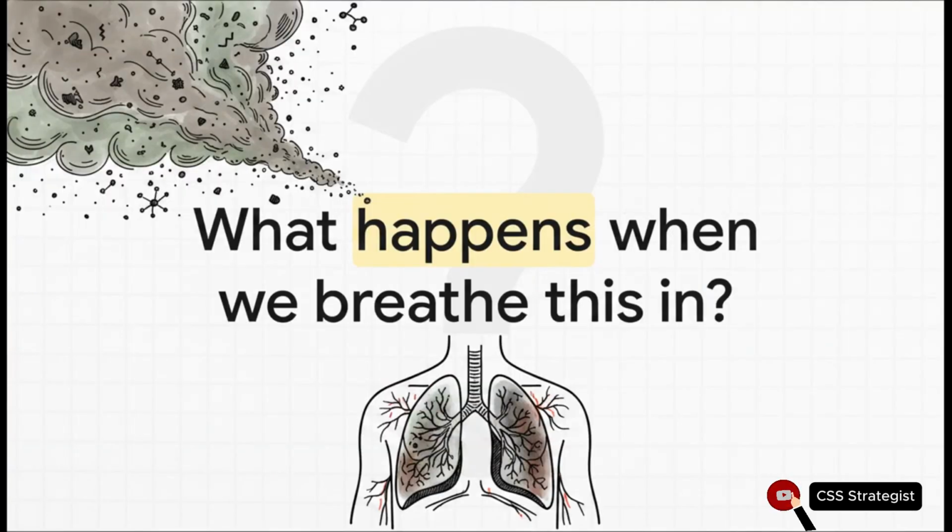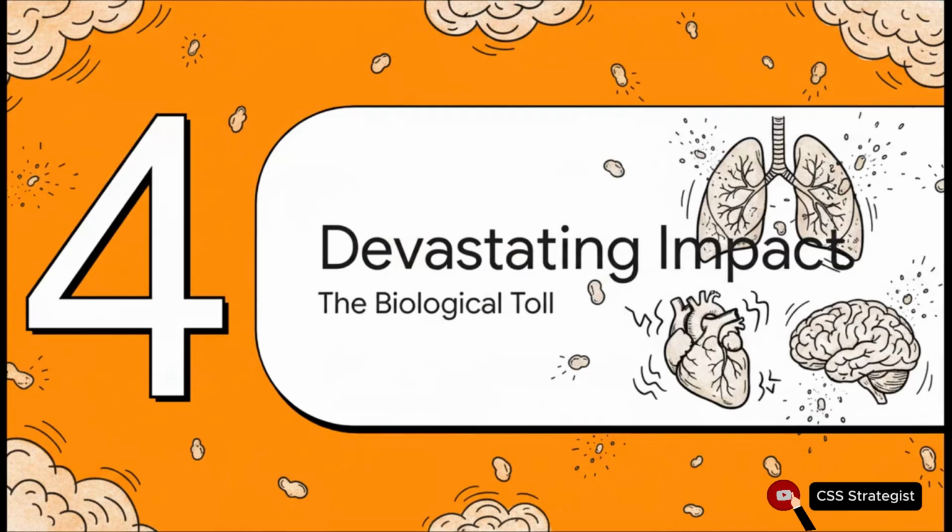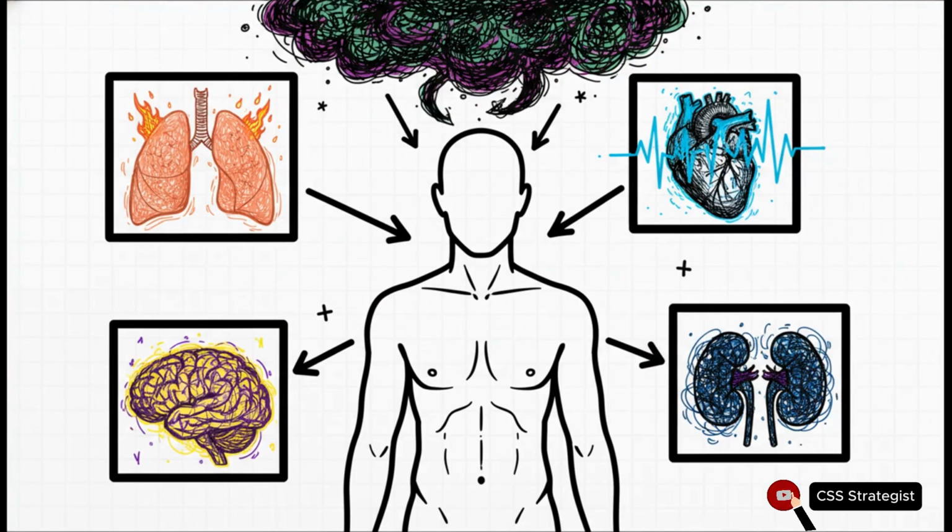So, we know what it is and where it comes from. But what actually happens to our local population when we breathe this in day after day? Let's explore that in Section 4, Devastating Impacts on Health, looking at the biological and environmental toll. The systemic attack on the human body is terrifying, and it perfectly matches our public health data.